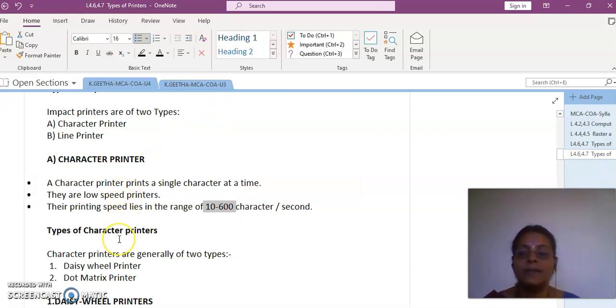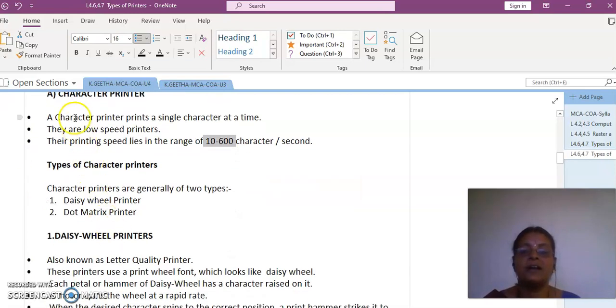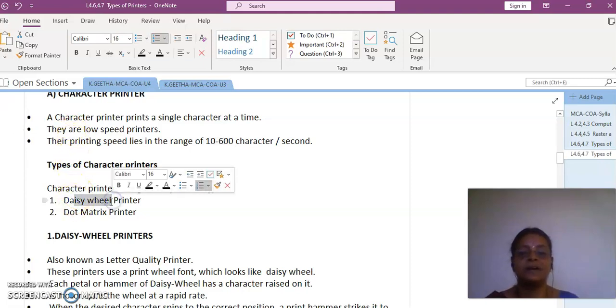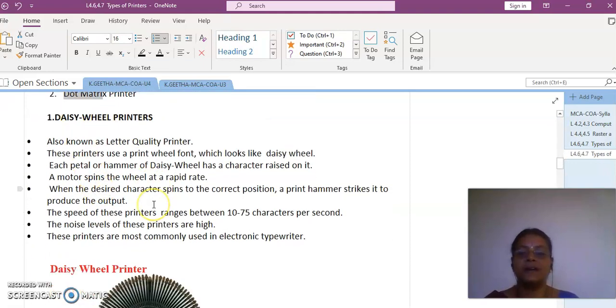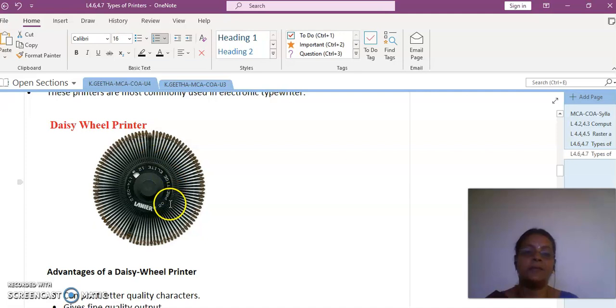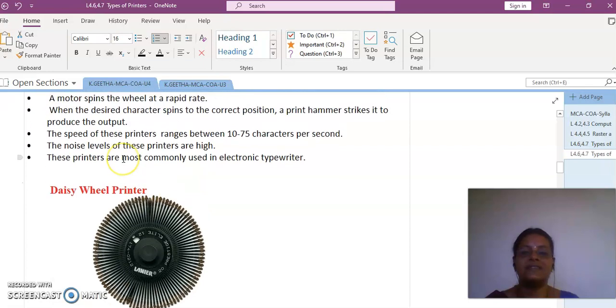And coming to character printer types, we have a further classification based on the print assembly. The first one is called the daisy wheel printer. The next one is the dot matrix printer. Coming to the daisy wheel printer, if you see the diagram, it will be clearer. Each of these lines is a print head, arranged in the form of a daisy wheel. So that's what we call a daisy wheel printer.